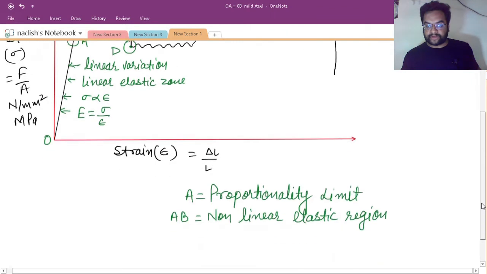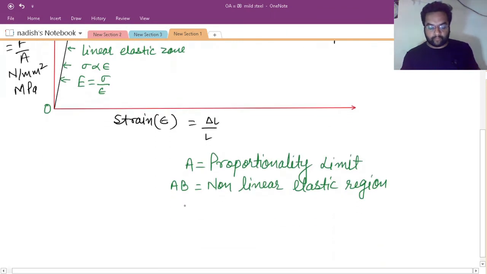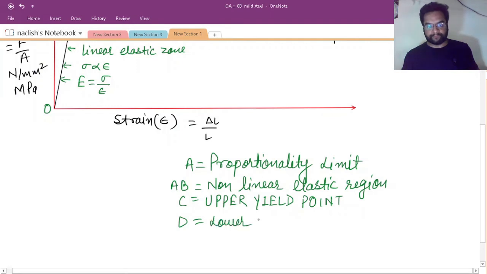So I just write here: point C is the upper yield point and D is the lower yield point. Clear?